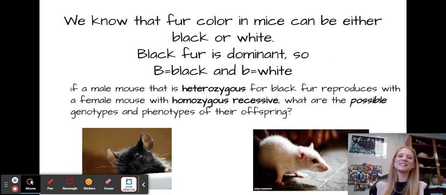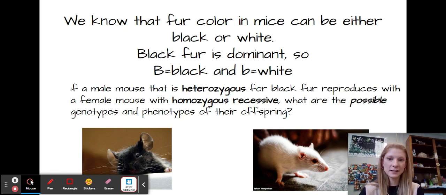So let's do a practice. If we are looking at mice, and we're just creating these scenarios for the purpose of practicing our Punnett squares, in this case, we're looking at fur color. And if we're telling you that black fur is dominant to white fur, we're going to use B to represent this gene, capital B for the dominant allele, lowercase b for the recessive allele. I'm telling you that a male mouse is heterozygous for black fur, and that tells us a few different things.